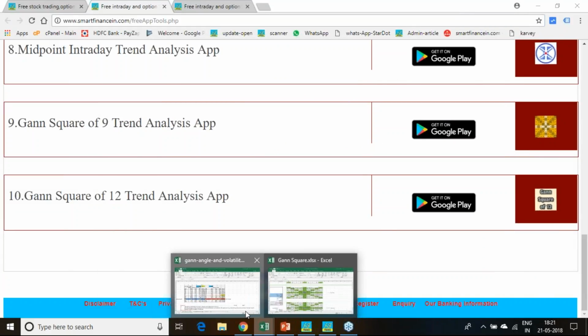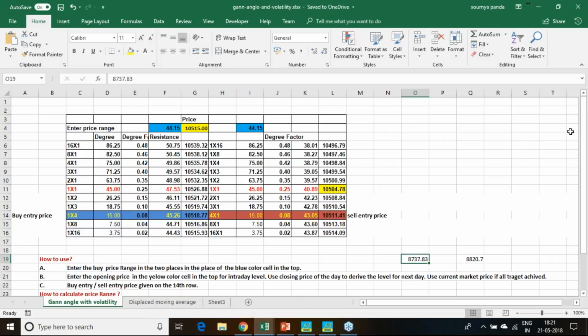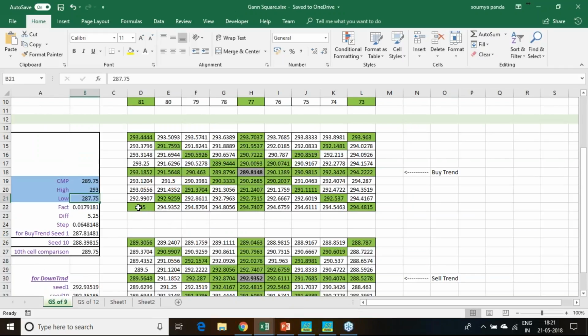Coming to the Gann angle concept. Square of 9 is just an arrangement of numbers, and whichever numbers are falling on the cardinals, the horizontal, vertical and diagonal cardinals, those forming on these cardinals in this particular square are known as the important resistances and supports.